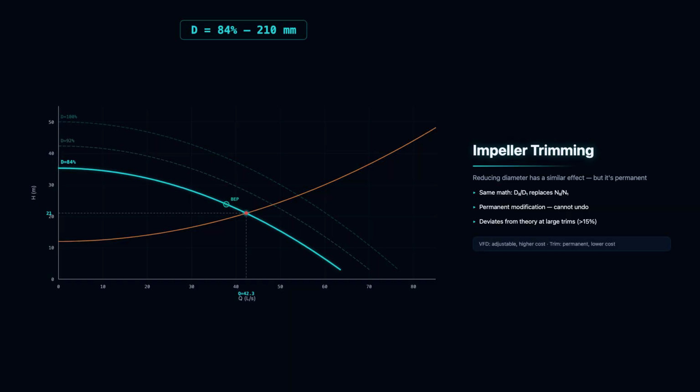The critical difference? Trimming is permanent. Once you cut the impeller, you cannot undo it. Also, at large trims beyond 15%, real-world performance deviates from the affinity law predictions. VFD gives you flexibility at higher cost. Trimming is cheaper but permanent.